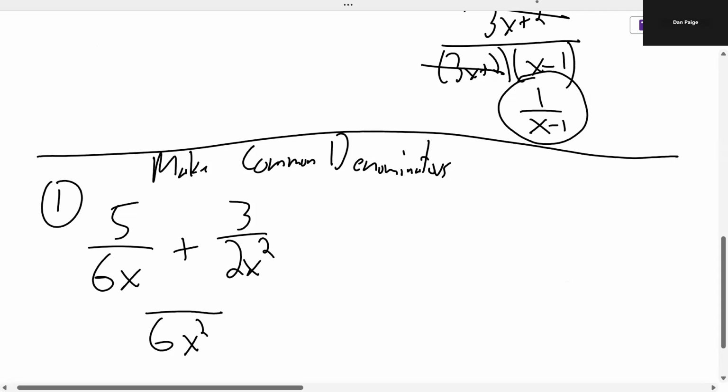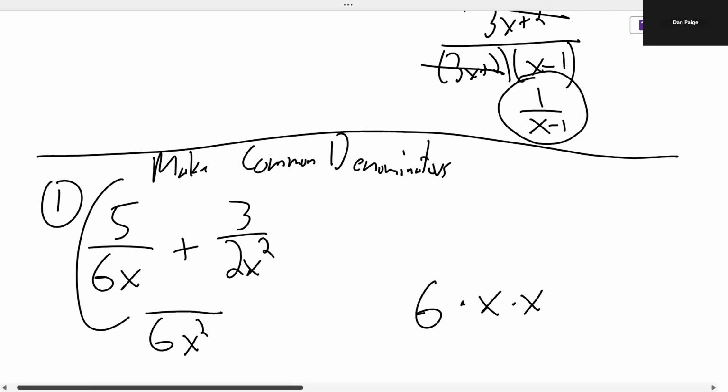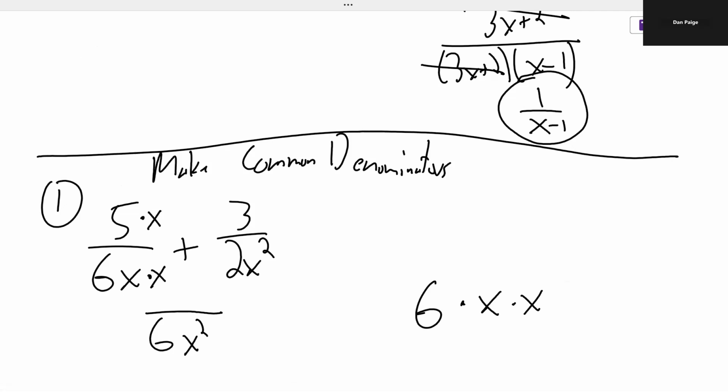So what you have to look at is for each denominator, what does this one need? It has 6x. It needs 6x squared. Well, how can we get another x? Really, the common denominator is this: 6 times x times x. So what does this one need? Multiply it by x. Remember, when you do that, you do it to the numerator and the denominator. What about this one? What does it need? It needs times 3. And so now 5 times x, we write as 5x. 3 times 3, we write as 9.